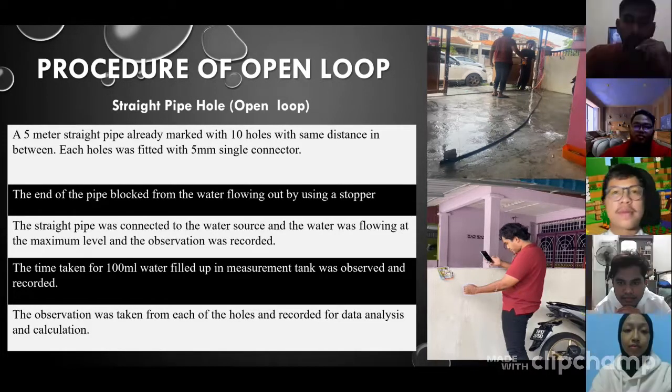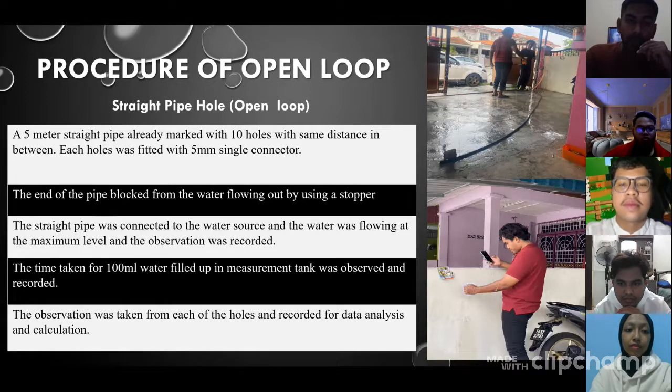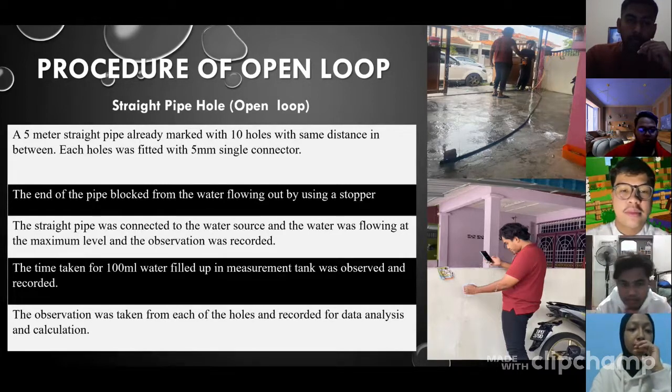Hello everyone, myself Dana Silen, metric number B092010410410. Today I'm going to explain about the procedure of the open loop. A 5-meter straight pipe already marked with 10 holes with the same distance in between. Each hole was fitted with a 5 mm single connector. The end of the pipe was blocked from the water flowing out by using a stopper.